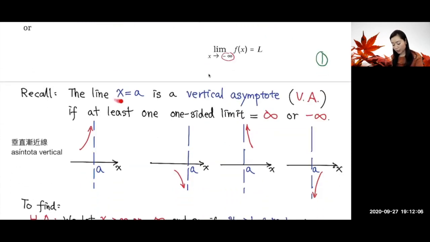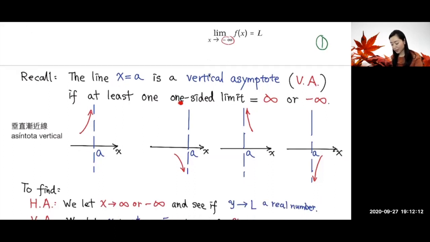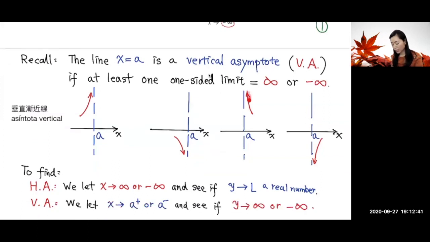Now we call this vertical line a vertical asymptote if at least one one-sided limit equals infinity or negative infinity. So for example, in these 4 cases, for the vertical line over here, you have at least one one-sided limit equal to infinity or negative infinity. You see this one, the left-hand limit is infinity, the left-hand limit is negative infinity, the right-hand limit is infinity, the right-hand limit is negative infinity. So this vertical line here, we call a vertical asymptote.